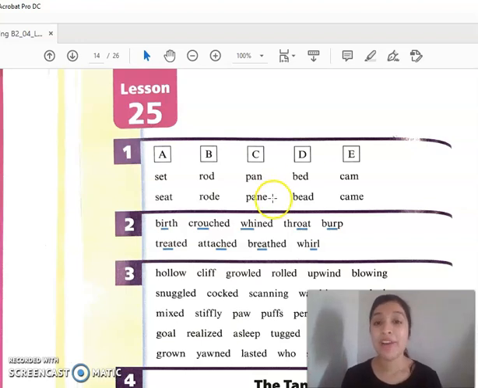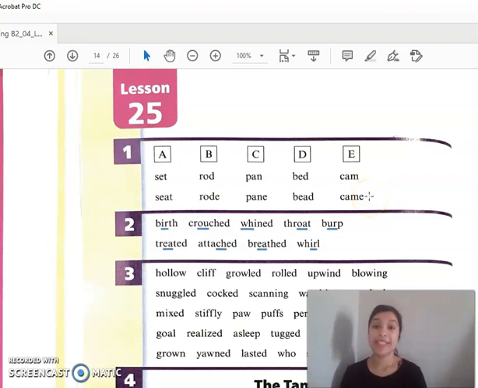Yes, pan. Careful with this, it has an E. What word? Yes, pain. Next word, in box D, what word? Yes, bed. Next word, careful, what word? Yes, bead. Next word, what word? Yes, cam. Next word, what word? Yes, came. I want you guys to go back to box A. Go ahead and say them all the fast way, and then we're going to move on to box 2. Go.